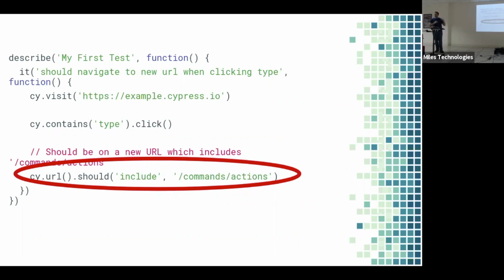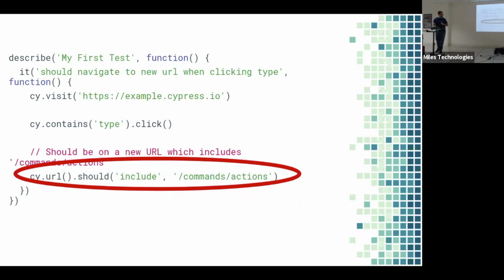And the way that I'm going to make sure that happened is I'm going to find the URL. I'm going to do a should command, which is an assertion command. It's saying check this value. The first thing is the equality operator. So you can do things like equals, less than, greater than, not equal. In this case, we're going to do include. And the command's actions URL. So this test will pass if it can find an element that has the word type, click it, go to a URL, and have that be part of the URL, commands and actions.